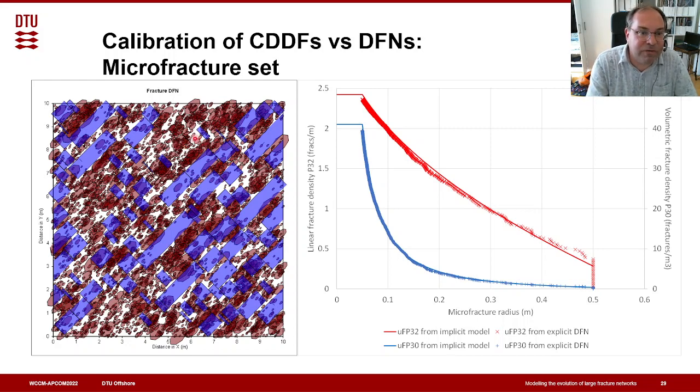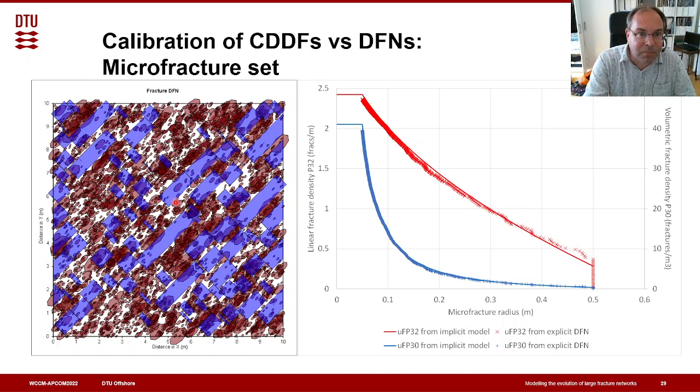And we can use statistical analysis to extract the cumulative density distribution functions for this fracture population, which is shown by the crosses on this plot here. So the red crosses represent the fracture area and the blue crosses represent the fracture density, the P30. The continuous lines here represent the equivalent functions calculated implicitly without modelling the explicit fracture network. And you can see we get a very good agreement between the two functions. There is a bit of scatter in the explicit fracture network, which we would expect because we are modelling individual fractures.